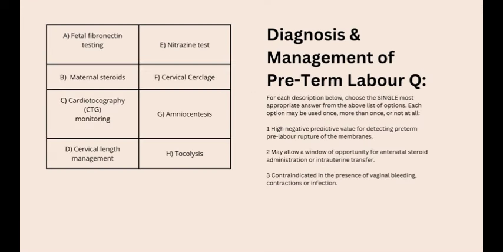So let's do a few questions related to the diagnosis and preterm labor. We've got a bit of a matching situation here, where we've got 3 questions on the side, and options from A to H about how you would manage these. Which of these has a high negative predictive value for detecting preterm pre-labor rupture of the membranes, or PPROM, which we'll talk about a bit later.